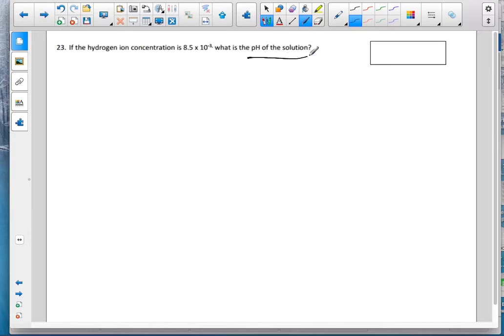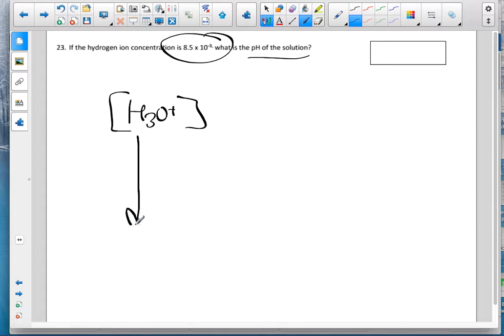Next one, pH of the solution. Hydrogen ion concentration, H3O plus. Remember pH line, you want to write it right before you get started. All you have to do is take the negative log and you get your answer for that one.